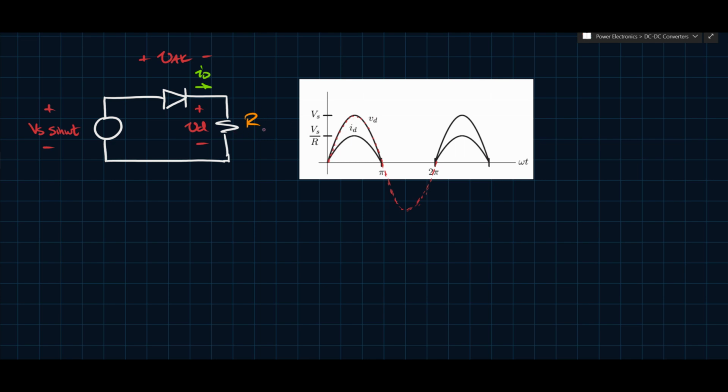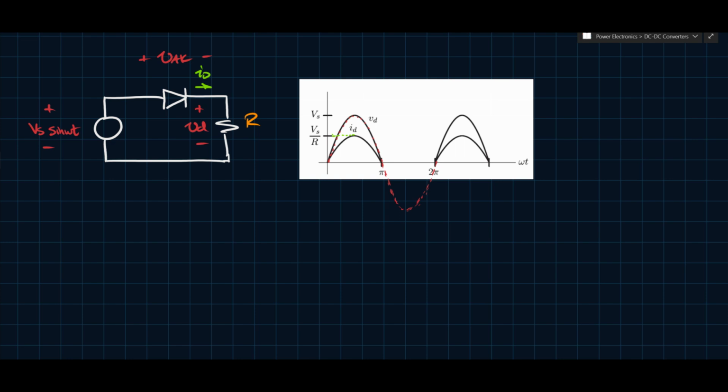You'll see that because the load is resistive, the current profile is the exact same as the voltage profile. So the shapes of the waveforms are the exact same, and we expect that because it's a resistive load. There's no distortion, there's no delays in current, there's no leading or lagging. The amplitude of this current is equal to Vs, the peak of the voltage, divided by R, which is also expected.